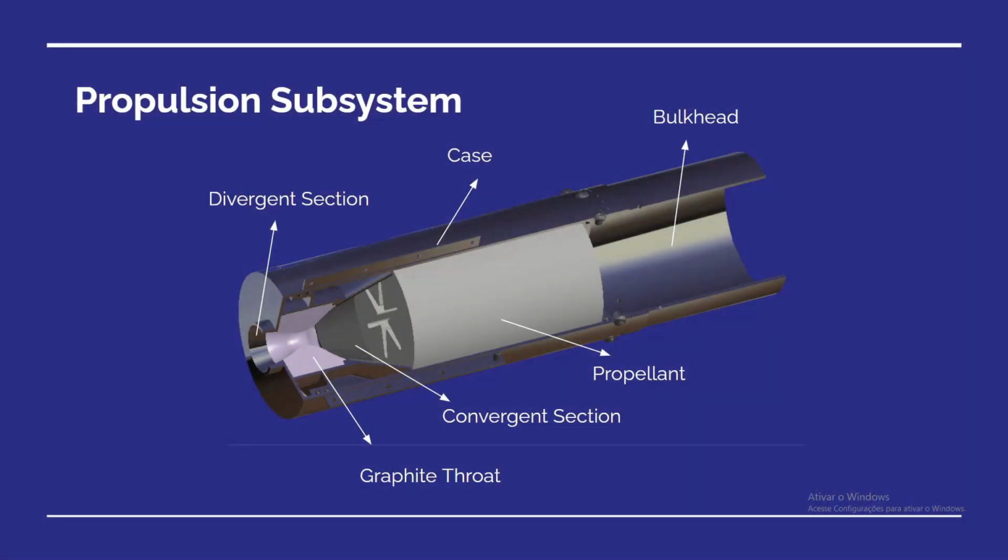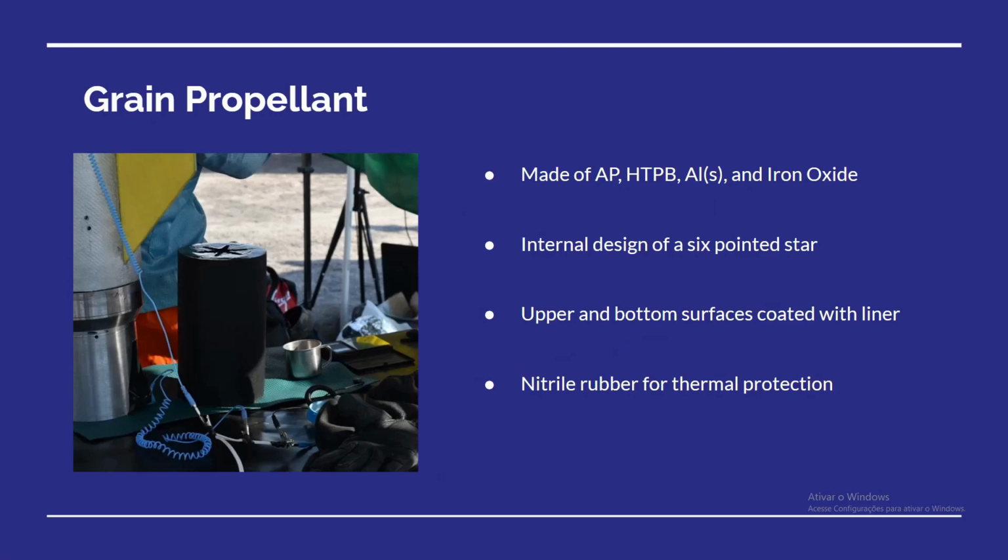As for the propulsion subsystem, here you can see the general scheme of the motor, which is composed of the bulkhead, the case, the propellant, and the nozzle, which is divided in 3 sections: the convergent, the throat, and the divergent. The green propellant has an internal design of a 6-pointed star with both the upper and bottom surfaces coated with liner, in order to obtain an approximately constant thrust throughout the burn, and it is also covered with nitrile rubber for thermal protection of the case.